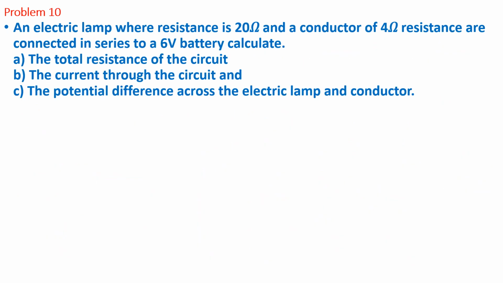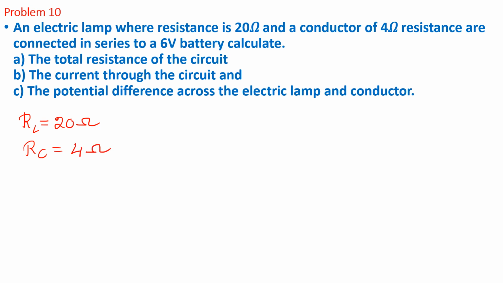The next question asked is, an electric lamp whose resistance is 20 ohm. So the resistance of the electric lamp is given, that is 20 ohm. I will take the lamp as RL, resistance of the lamp, equal to 20 ohm. And a conductor of 4 ohm resistance. I will take that conductor as RC, because it is the conductor. So RC is equal to 4 ohm.